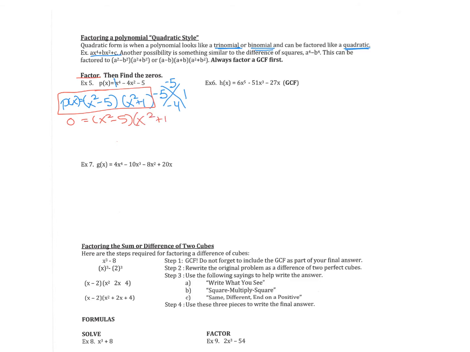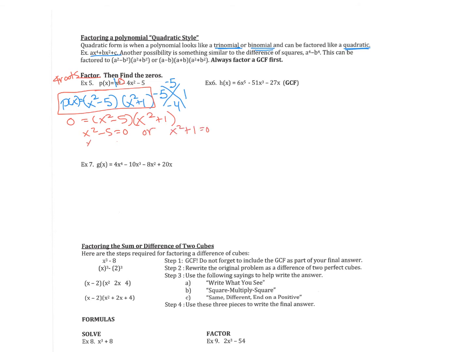And x squared plus 1 didn't factor anymore because it's not the difference. So I was done. So now I'm going to solve it. Notice I should expect to get 4 roots because this is a 4th degree polynomial. So x squared minus 5 is either equal to 0 or x squared plus 1 is equal to 0.